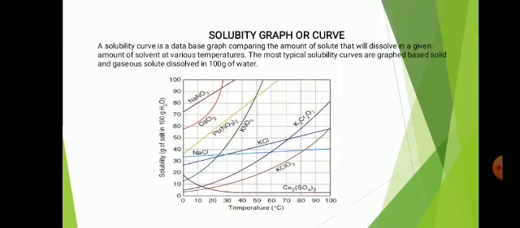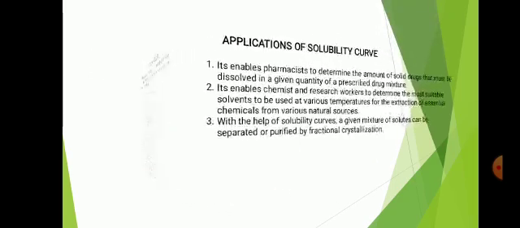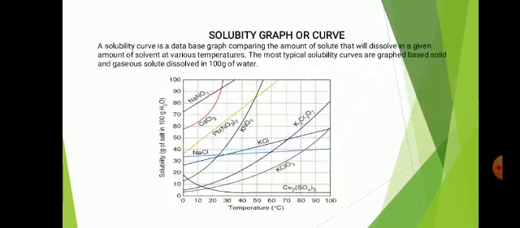Solubility graph or curve. A solubility curve is a graph which helps to compare the amount of solute that will dissolve in a given amount of solvent at various temperatures. The typical solubility graph shows solid and gaseous solutes dissolved in 100 grams of water.